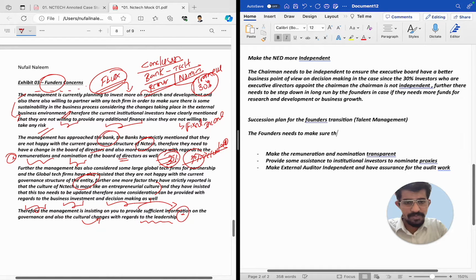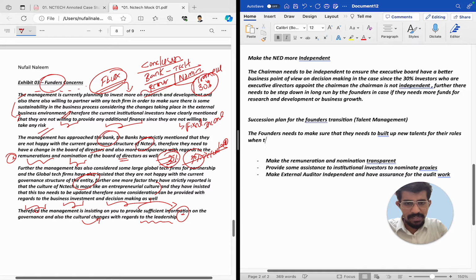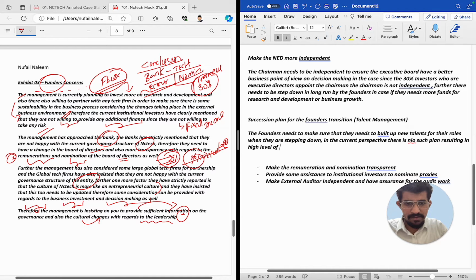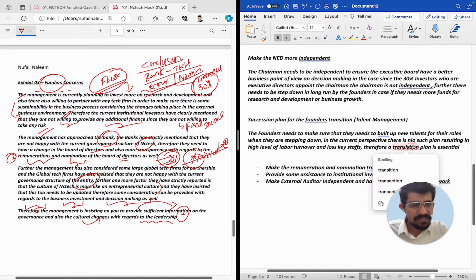So, succession plan for the founders' transition: the founders need to make sure that they build up new talents for their roles when they are stepping down. In the current perspective, there are no such plans, resulting in a high level of labor turnover and loss of key staff. Therefore, a transition plan is essential, because at the moment only they are making the rules, they are the decision makers.